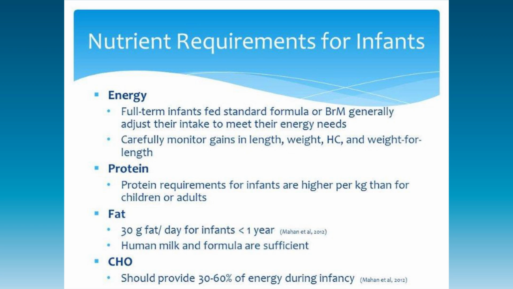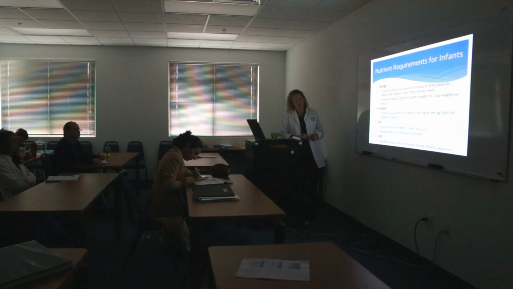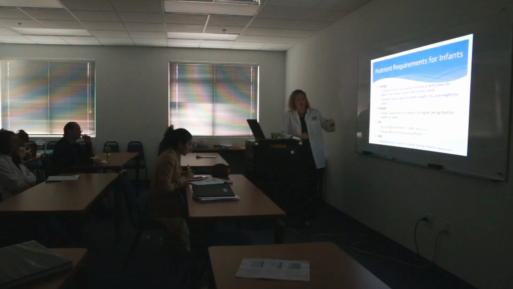With protein, the requirements for infants are higher per kilogram than for adults or children. And that's just because they're forming that lean body mass, they're forming tissue, and just in general, their needs for growth are just higher. The current recommendation is to consume a minimum of 30 grams of fat per day for infants that are less than a year. Breast milk and formula provide that amount, so they're sufficient. And then carbohydrates should provide about 30 to 60% of their total energy during infancy. Breast milk provides 40%, formula 40 to 50%, so they both fall within that range for total calories from carbohydrates.